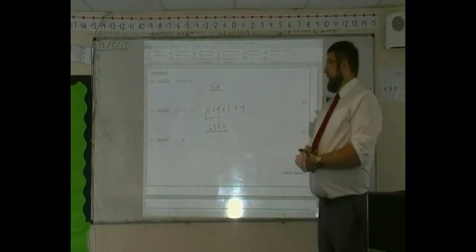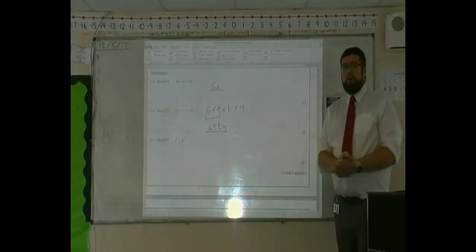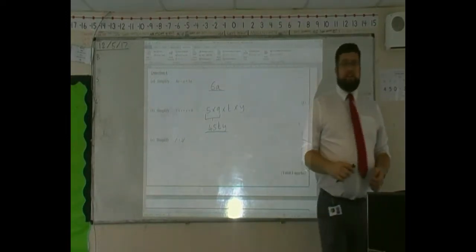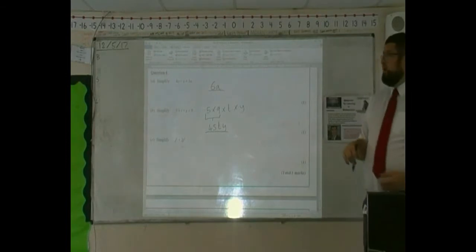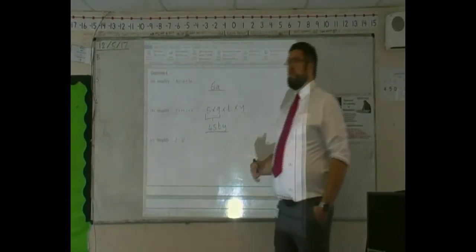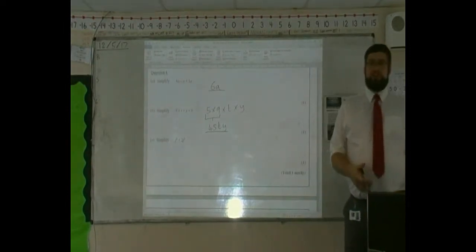Part C, again, is different. We're going to be looking at, this time, terms that have indices. Now, for question 4c, we've got j squared plus 2j squared.